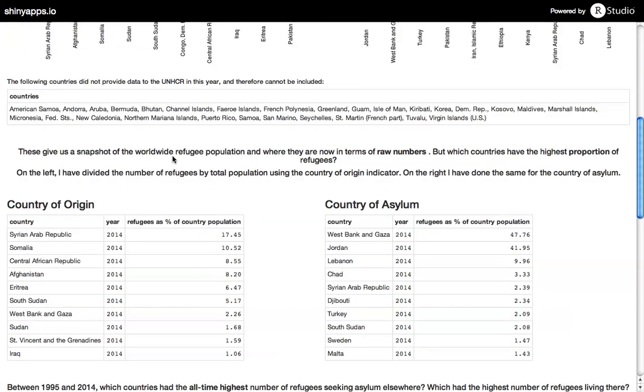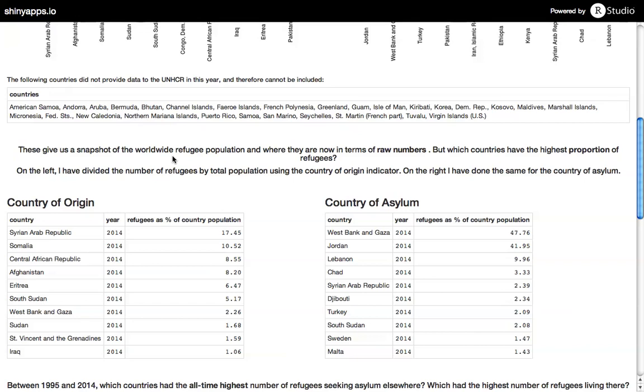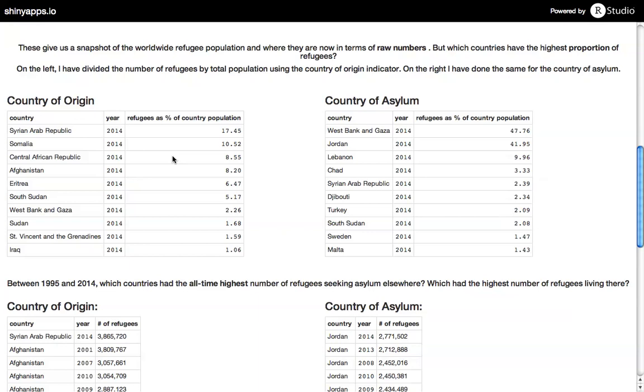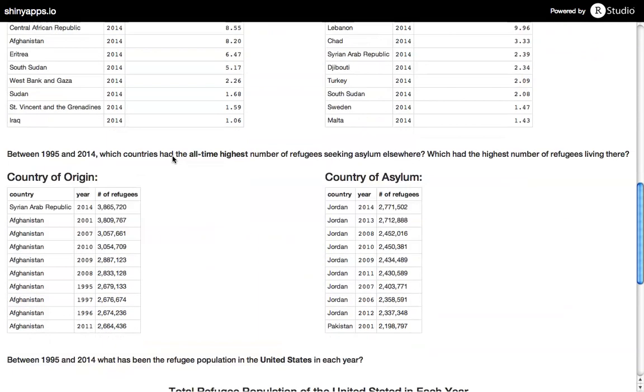Farther down, you can see the data in terms of proportionality to total population. I won't go through all 20 years again, but will point out that in 2014, 17% of Syria's population was accounted for by refugees who left. Further down, you'll see some static charts showing all-time highs in terms of refugee populations. Syria's 2014 refugee population represents the highest such figure in the past 20 years. On the other hand, Jordan is consistently home to one of the largest refugee populations.